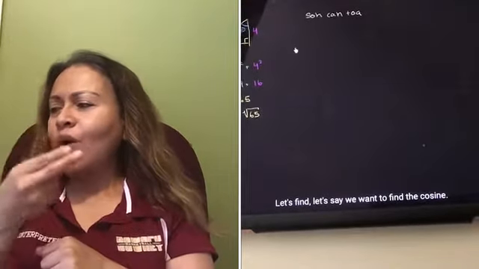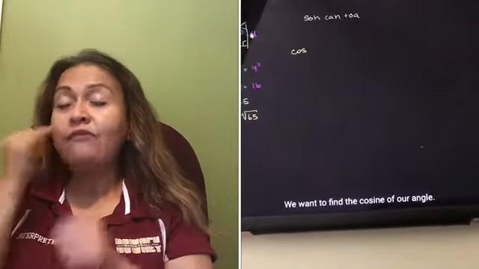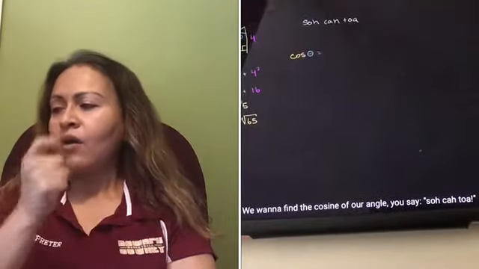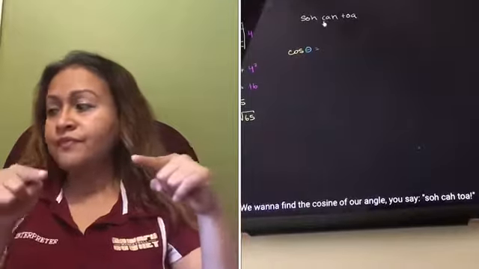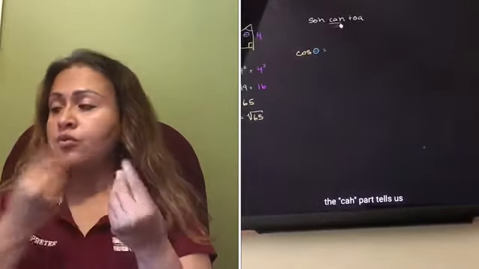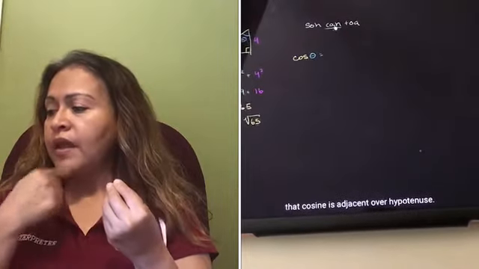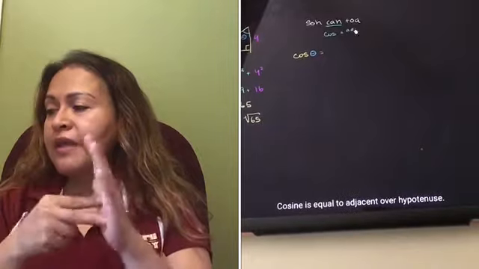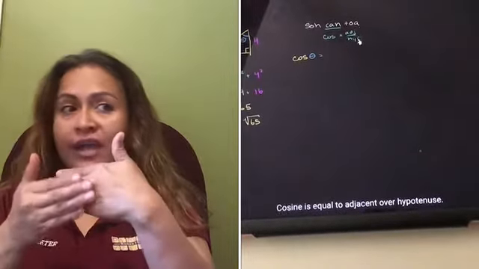Let's say we wanted to find the cosine of our angle. You say SOHCAHTOA. So the CAH part tells us what to do with cosine. The CAH part tells us that cosine is adjacent over hypotenuse. Cosine is equal to adjacent over hypotenuse.